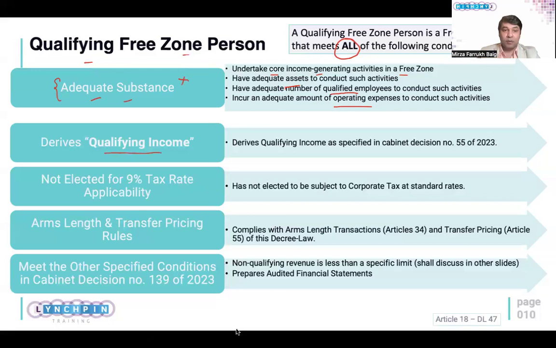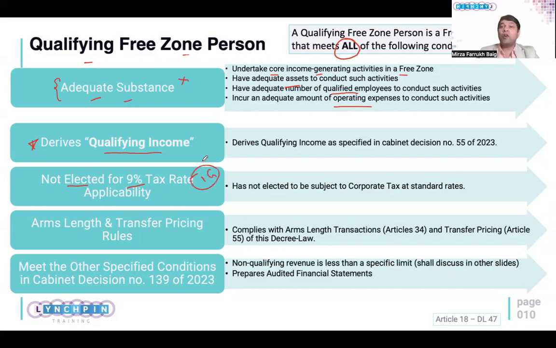Please just bear with me, I'll explain in due course. But one of the key conditions is that I must be deriving the qualifying income. Next is that I should not have opted for standard tax here. There are certain areas where companies can say that they want to be taxed, that they do not wish to have 0% tax here. An example could be if I wish to form a tax group.